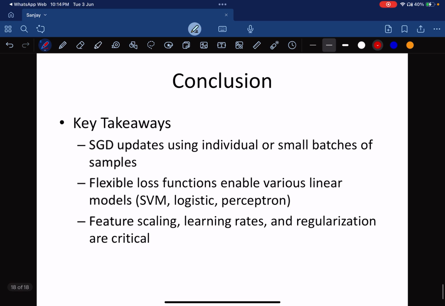Conclusion: SGD updates using individual samples or small batches and is flexible for loss functions, enabling various linear models like SVM, logistic regression, and perceptron, and feature scaling. It depends heavily on the learning rate, and regularization is critical because regularization is used against overfitting. What does overfitting mean? Overfitting means the model works well on the training data, but has poor performance on new data.